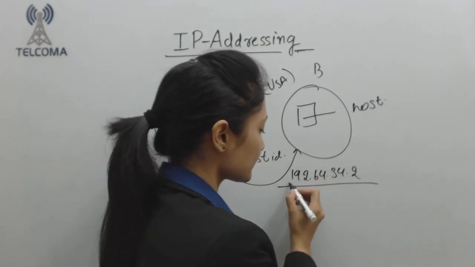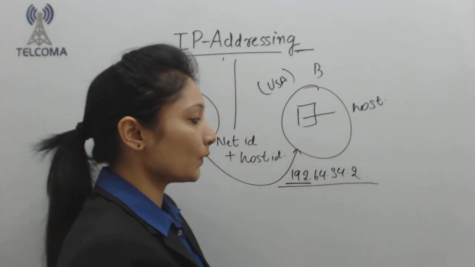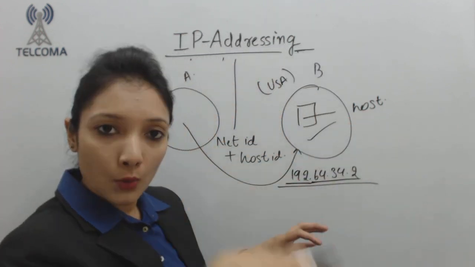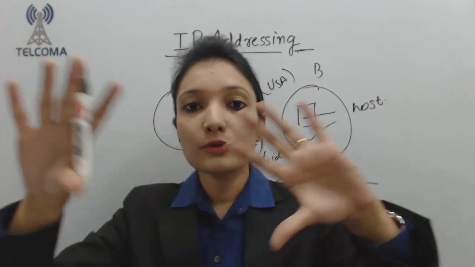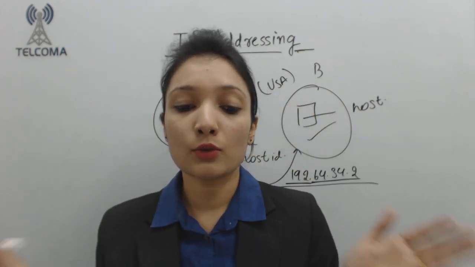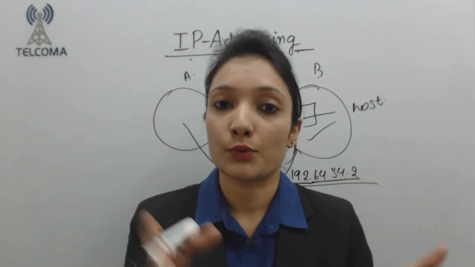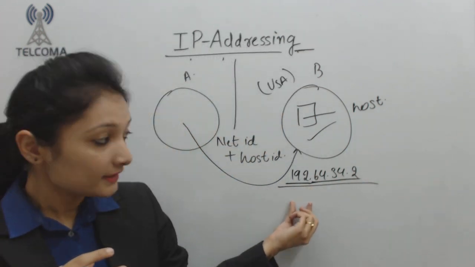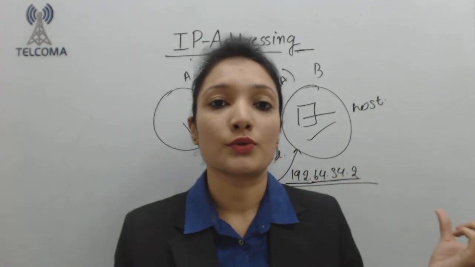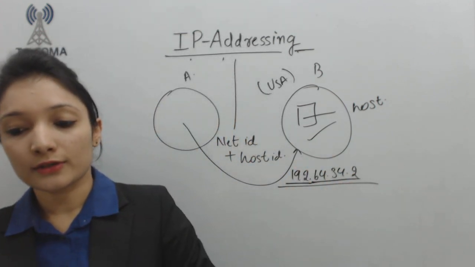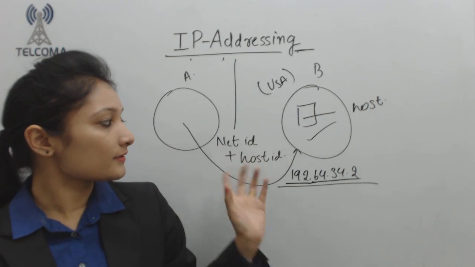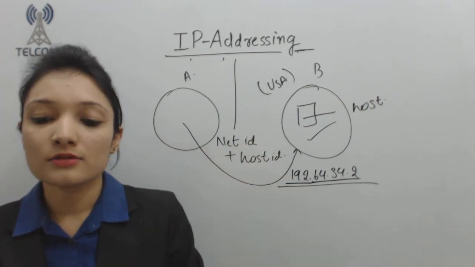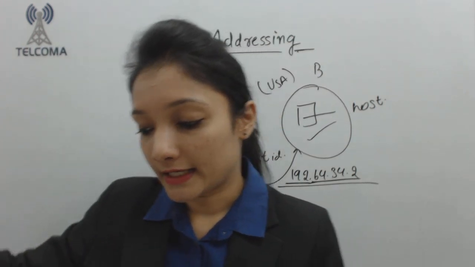The first part identifies the network, and the rest of the bits identify the particular host, because in a large number of networks you will have different numbers of hosts, and you are communicating with only one host. First it will reach that network, and then it will reach that particular host. So your IP address is divided into two parts, the network ID and the host ID, for network identification and host identification.